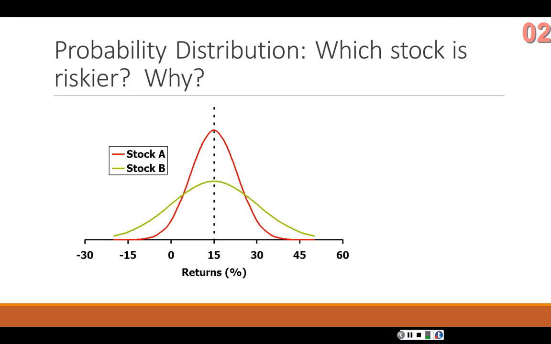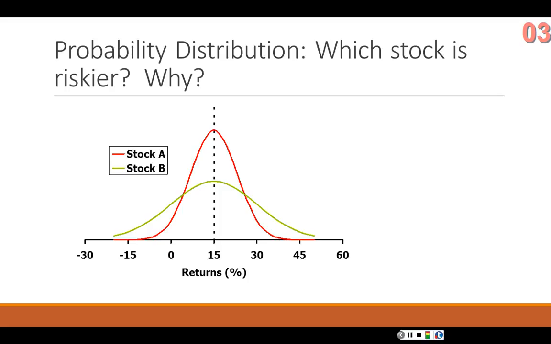To look at risk, we could look at probability distributions. Here we have two stocks. Stock A is the red line and stock B is the green line. And this is just plotting the chance of each return. The tighter or more peaked or the taller distribution, the more likely is the actual outcome. So the more peaked the distribution, the more likely that we will earn our expected return or the average. So the tighter the probability distribution, the smaller the risk.